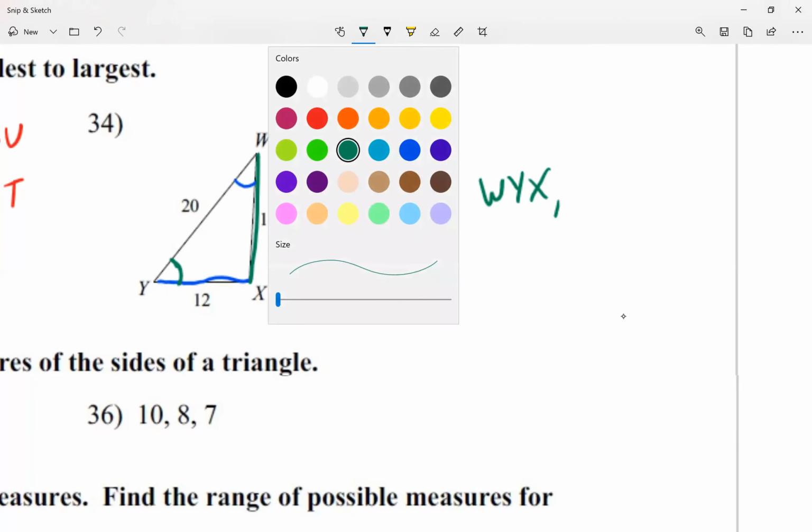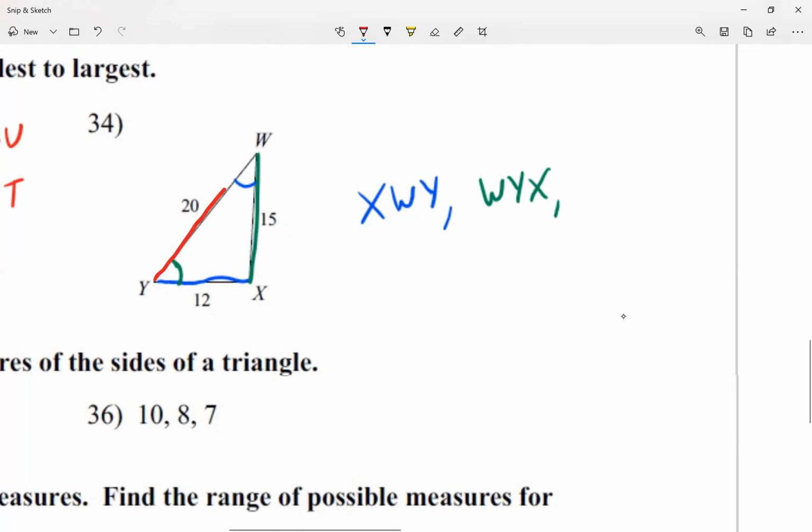Now, the biggest side I see is 20. The biggest angle is this one. There's three ways I can write that angle. I could use three letters, but this time, let me just choose one. When it comes to angles, I can either use one letter or three letters.